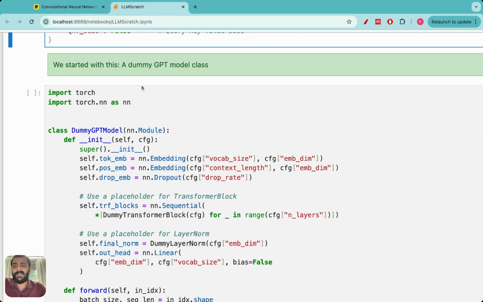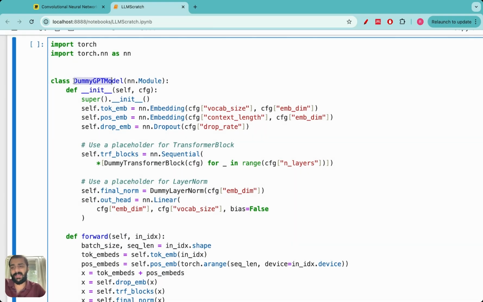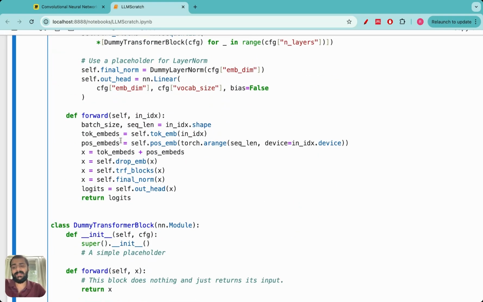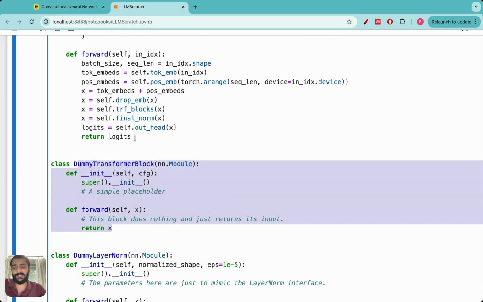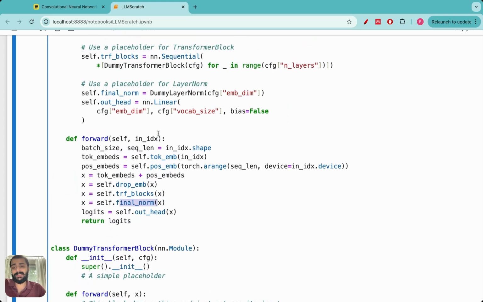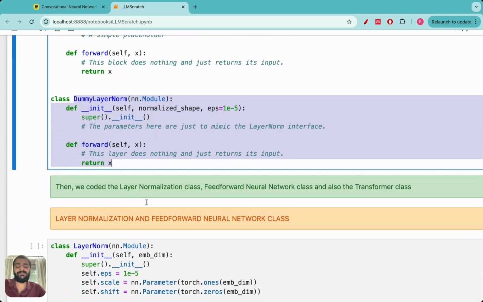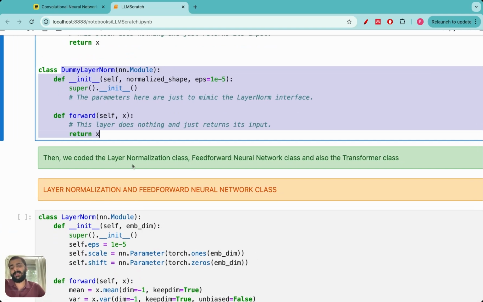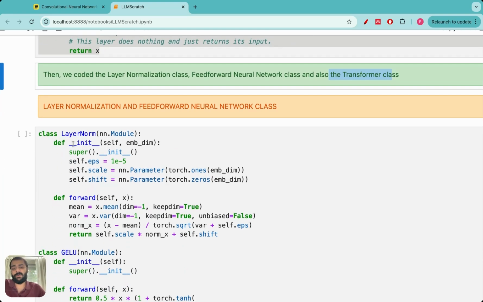Okay, so we started out this lecture series 4 to 5 lectures back with this dummy GPT model class, where we had the forward method, but the transformer block was not implemented. So this was a dummy transformer block. The layer normalization was not implemented. This was a dummy layer normalization. What we did over the last 3 to 4 lectures is that we coded the layer normalization class, feed forward neural network class, and also the transformer class.